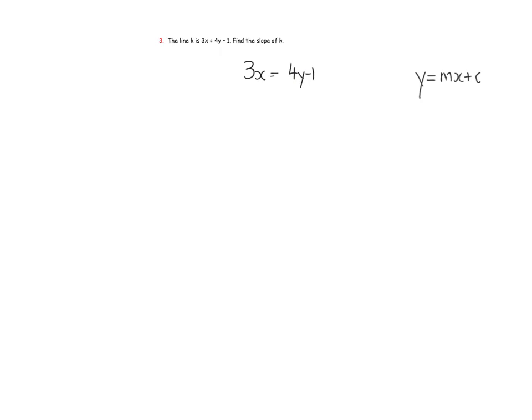So we need to first of all get the y on the left hand side, so I'm going to minus 4y from both sides. So we'll be left with 3x minus 4y is equal to minus 1. And then we need the 3x to be on the right, so I'm going to minus 3x from both sides. So we'll be left with minus 4y is equal to minus 3x minus 1.